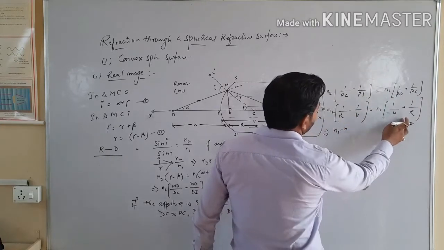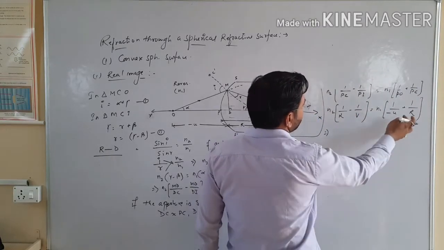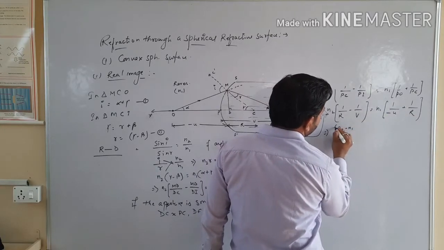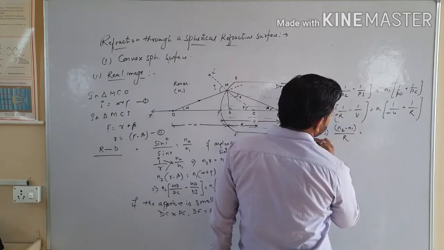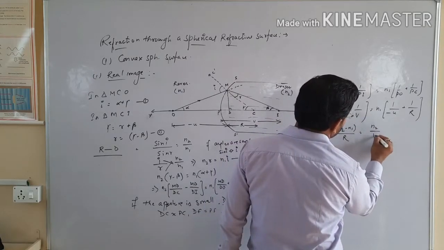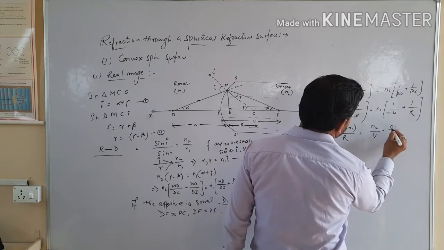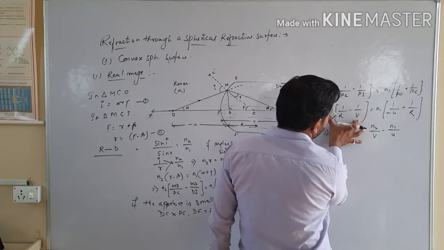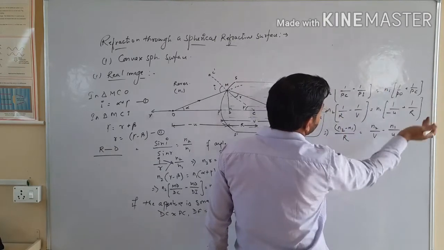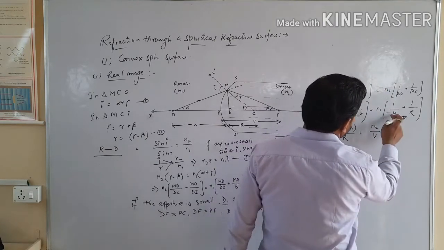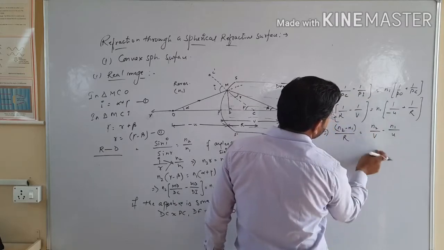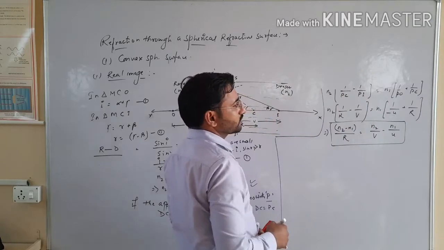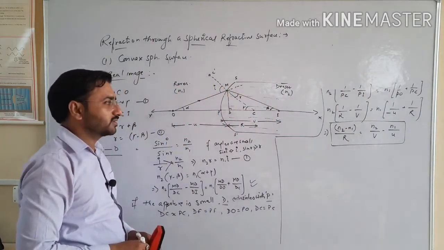So see, now you can shift this part here: N2 minus N1 over R equals N2 upon V minus N1 upon U. When I take this N2 upon V on that side, it will be positive and this remains negative. So I will write this relation like this. So this is the refraction formula when the light goes from rarer to denser medium.